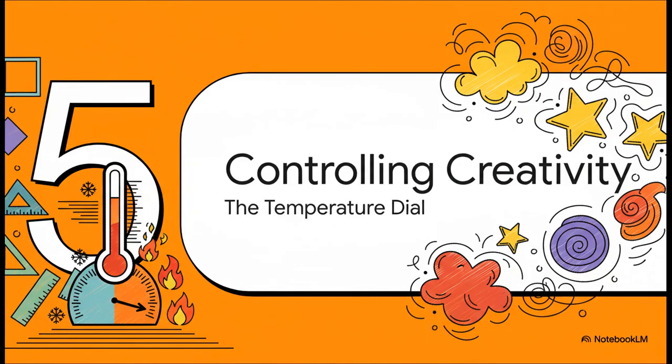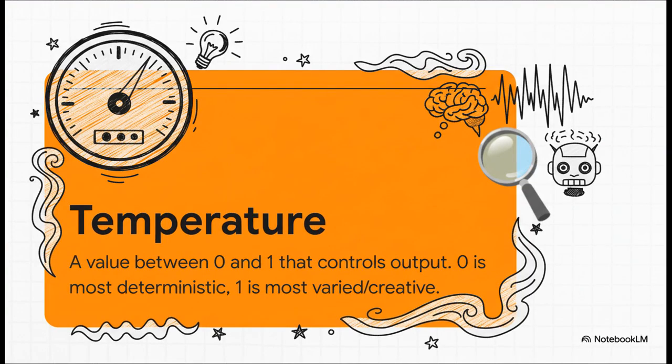Okay, let's switch gears and talk about creativity. Because sometimes you want a straightforward, factual, predictable answer. But other times, you want something completely wild and imaginative. Let's figure out how to get control of that. Well, we do this with a parameter called temperature. It's just a simple setting, usually a number between 0 and 1, but don't let that fool you. It's one of the most powerful tools you have. Think of it as a creativity dial for the AI.